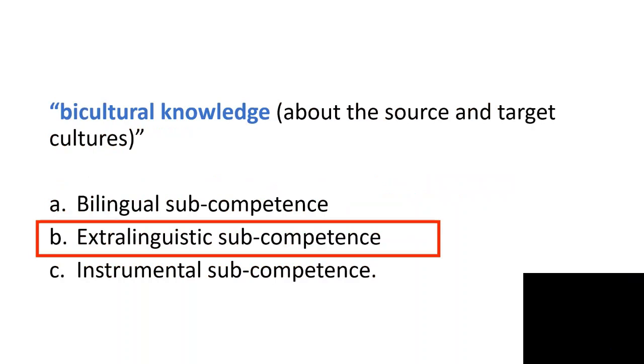So if I say bicultural knowledge about the source and target cultures, which one would it be? This is an example. A, bilingual subcompetence, B, extralinguistic subcompetence, or C, instrumental subcompetence. Well, as you remember from your notes, bicultural knowledge of the source and target cultures falls under the extralinguistic subcompetence.